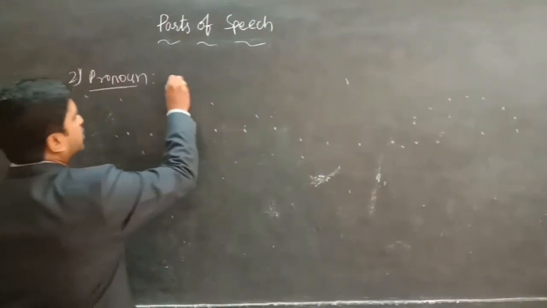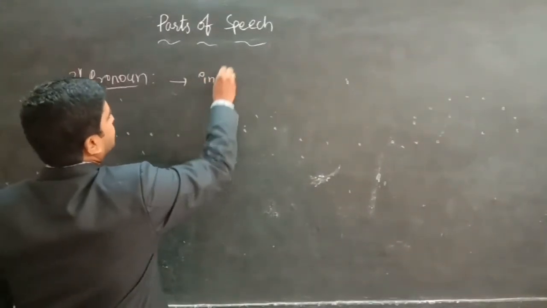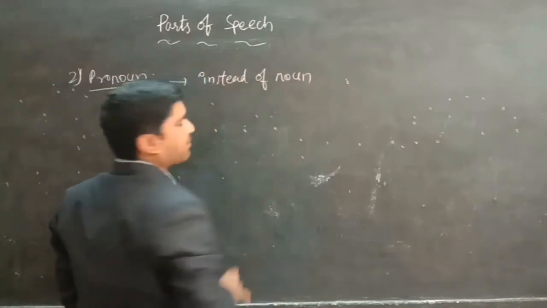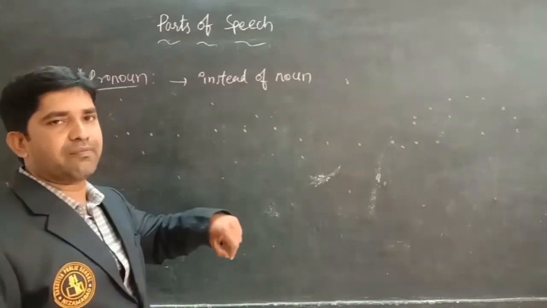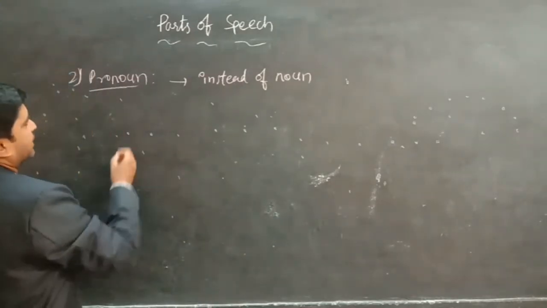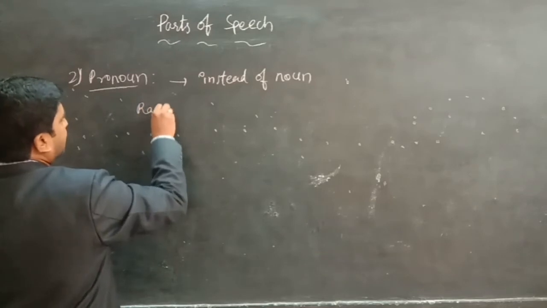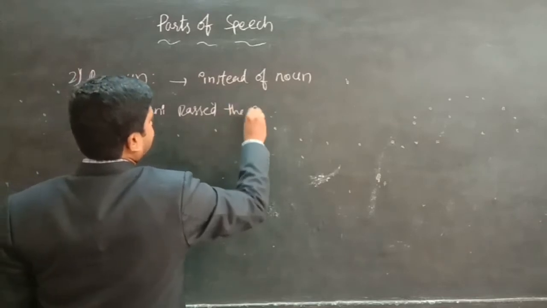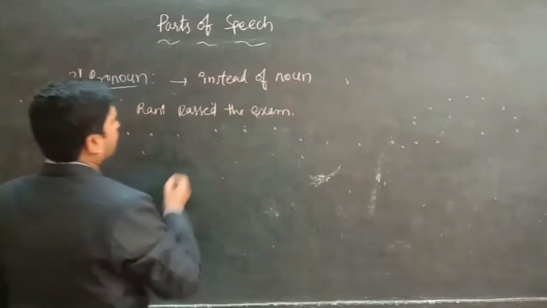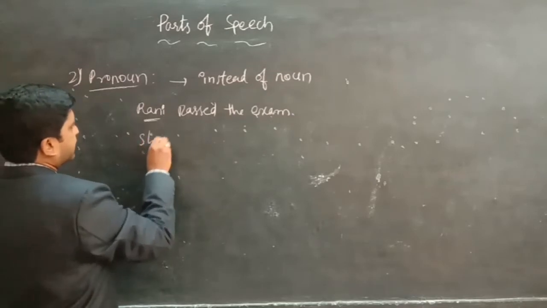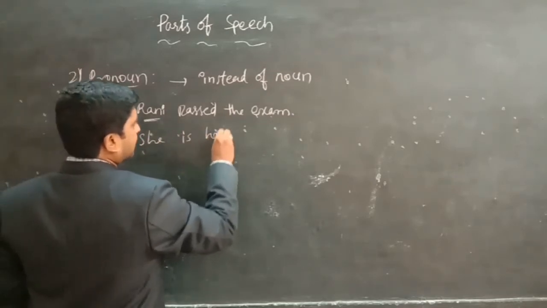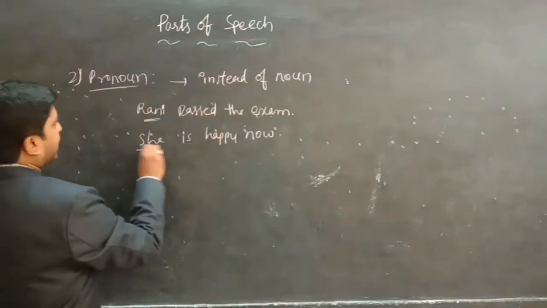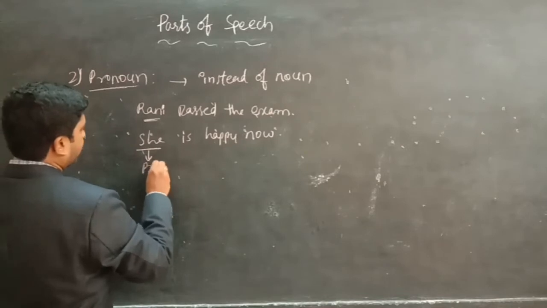Here this pronoun we use instead of a noun or in place of a noun or as a substitute of a noun. Here for example, see, Rani passed the exam. Here in place of Rani we are using she. She is happy now. Here she is a pronoun.